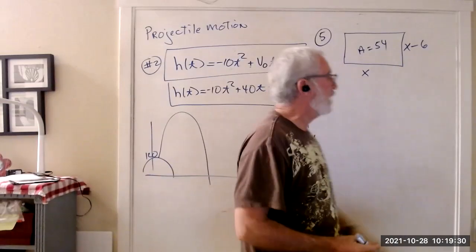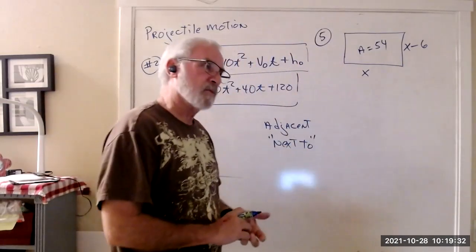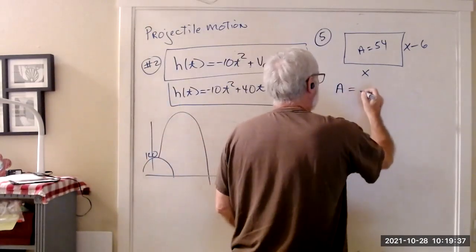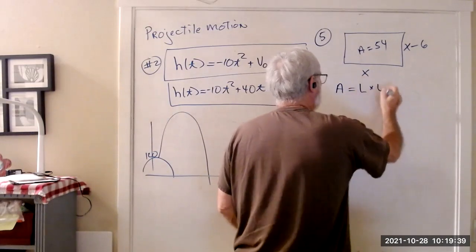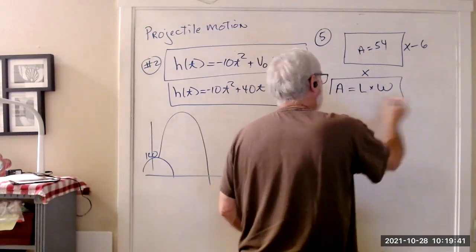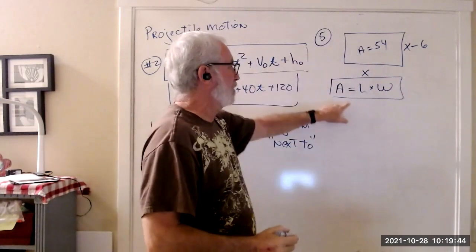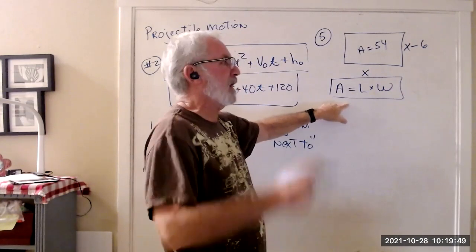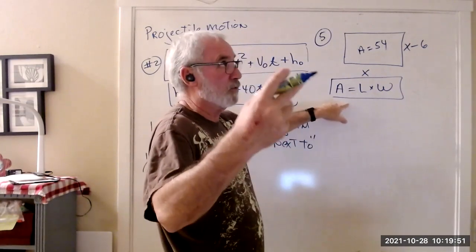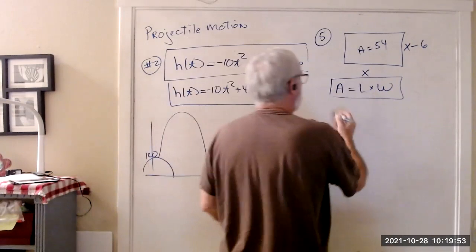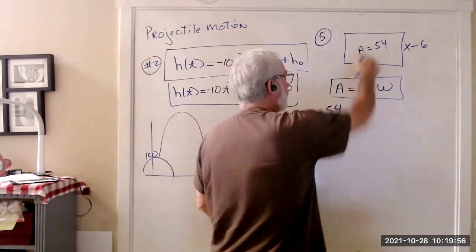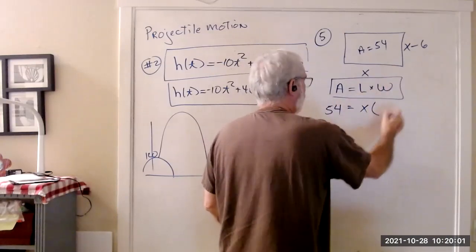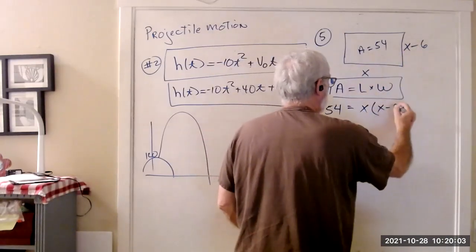Now, the question is how do I put all this together? Well, that's where those formulas come in. You need to know that area is length times width. You need to know that basic formula. The area of a rectangle is length times width. We talked about that sometime in the first week. So we plug in everything. We get 54, the area, equals the length, I guess it's x, times the width, x minus 6.